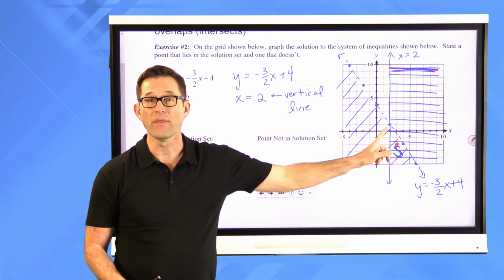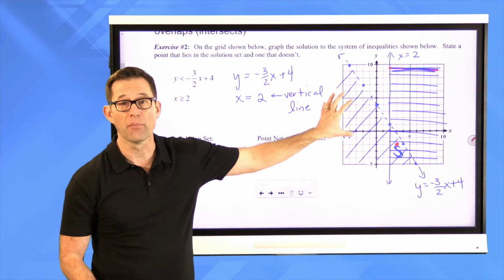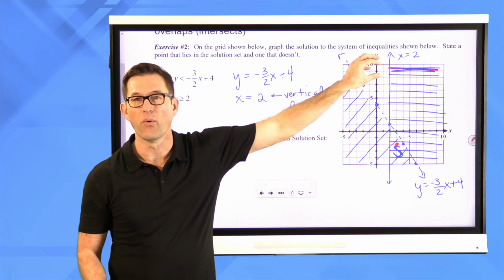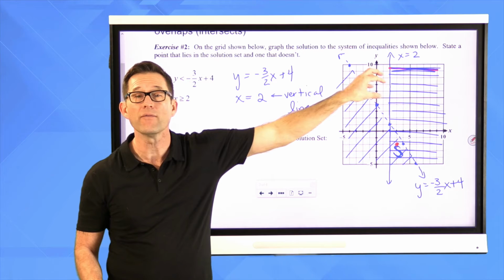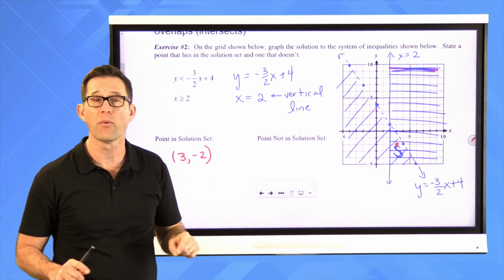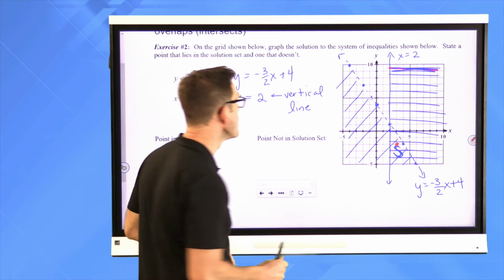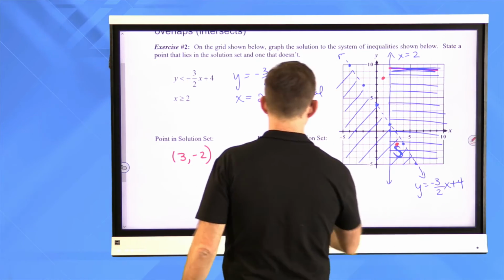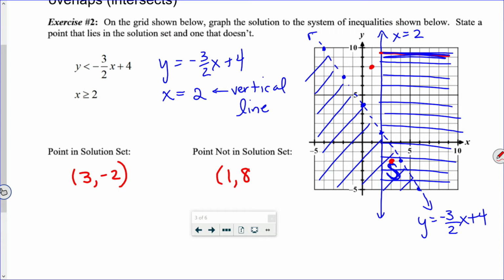As long as you pick a point that's not in this little triangular region, it is not in the solution set. You could have a point in this shading, you could have a point up in this shading, you could have a point where neither one of them is true. All of those would be good. Every single one of them would be a point that is not in the solution set. I maybe will choose this point here. That's 1, 8. And that's a point that's not in the solution set.